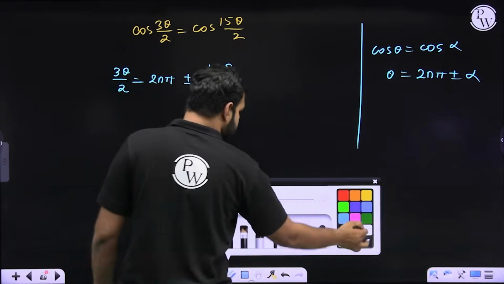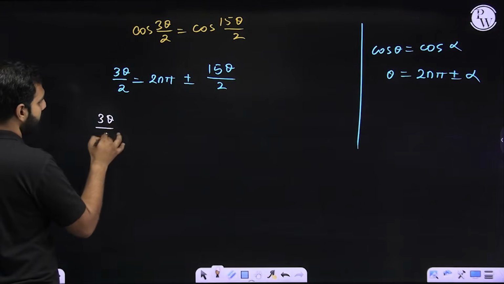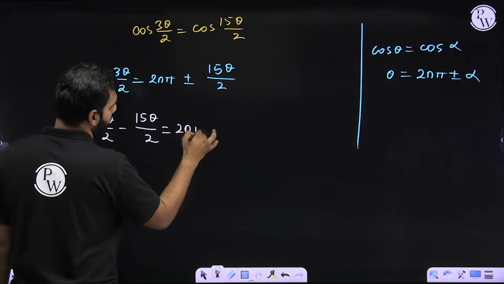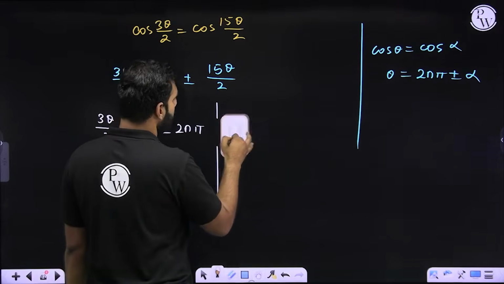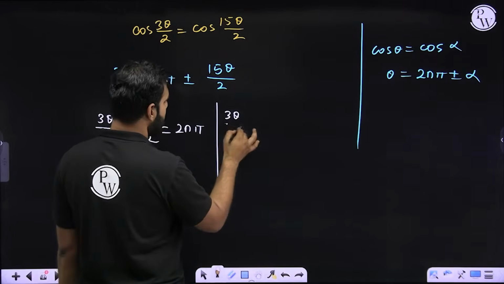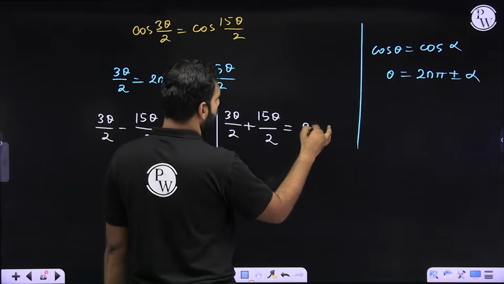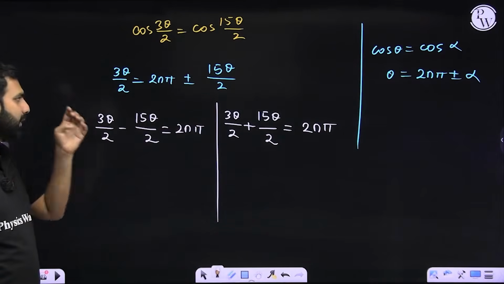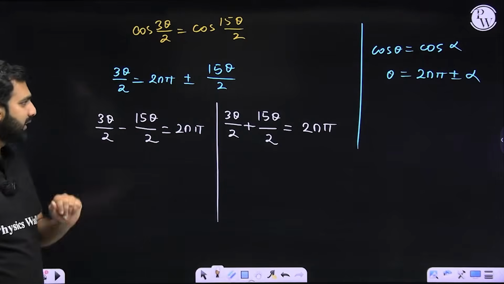So let me take the plus sign first. When I take the plus sign, it will be 3 theta by 2 minus 15 theta by 2 is equal to 2n pi. When I take the minus sign, it will be 3 theta by 2 plus 15 theta by 2 is equal to 2n pi. Are you understanding it? When I take the plus sign, it goes to the left hand side, it becomes negative. When I take the negative sign, it goes to the left hand side, it becomes positive. Did you get that part?